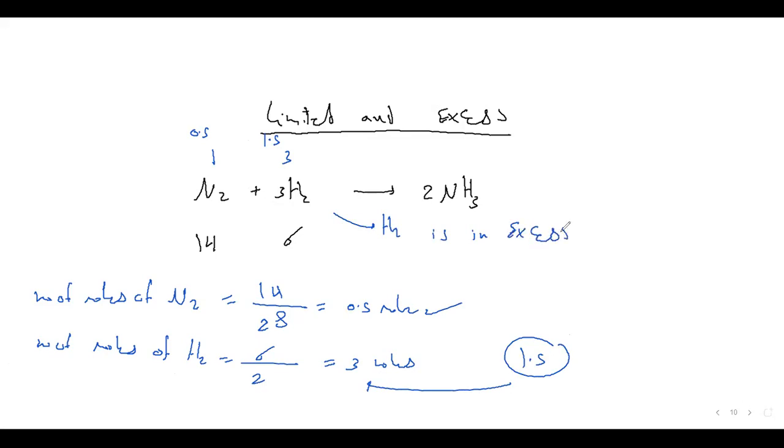Again, limited and excess. In limited and excess, you must calculate number of moles. Number of moles, mass over molar mass, the other number of moles, mass over molar mass, and then mole ratios 1 to 3. The smallest one is 0.5, so it must give 1.5, but we have 3, so this means that H2 is in excess and nitrogen is limited.